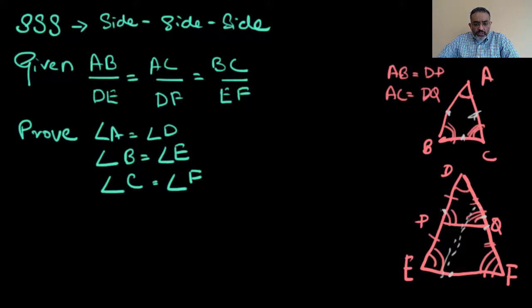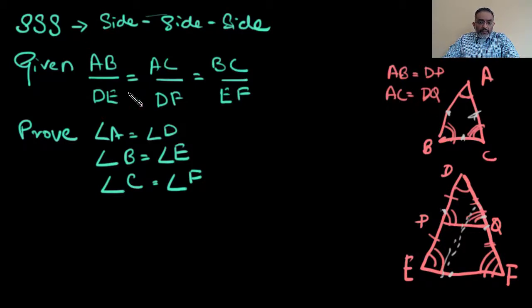Welcome to concept videos from SOFO Learning. In this video, we will study the SSS or side theorem for similarity of triangles. I have two triangles over here, ABC and DEF. You might be familiar with it from our previous videos, and I have chosen P and Q in such a way that AB is equal to DP and AC is equal to DQ.